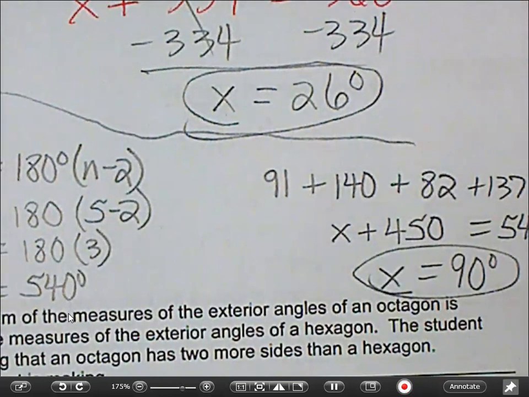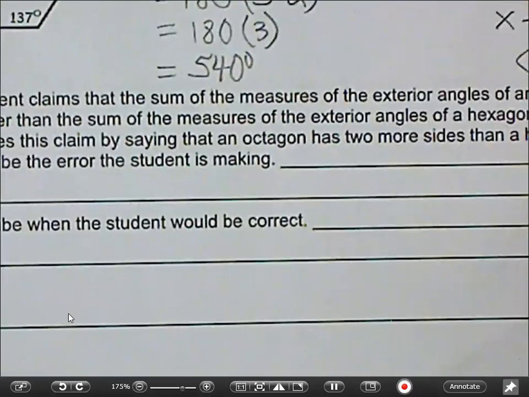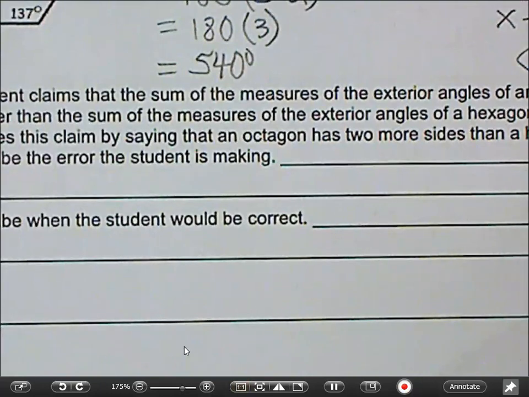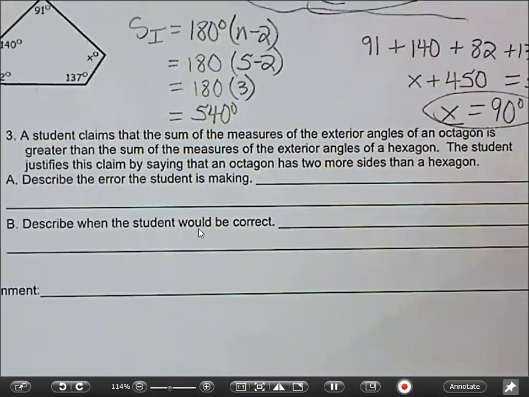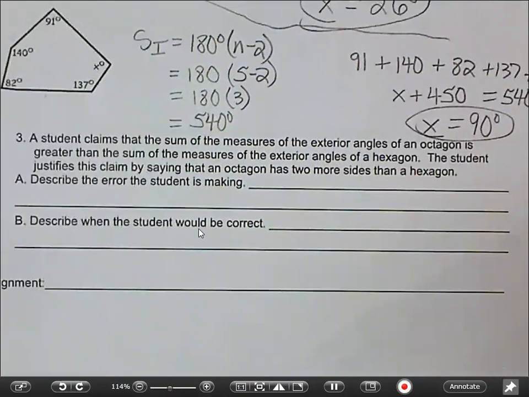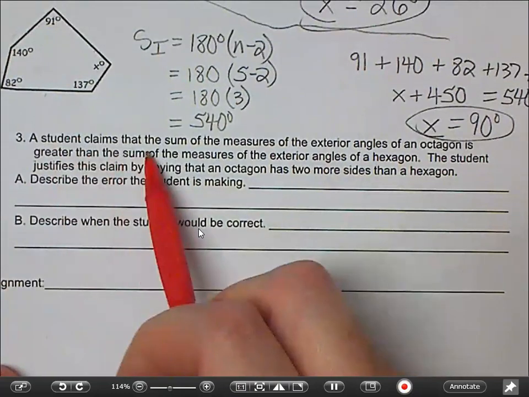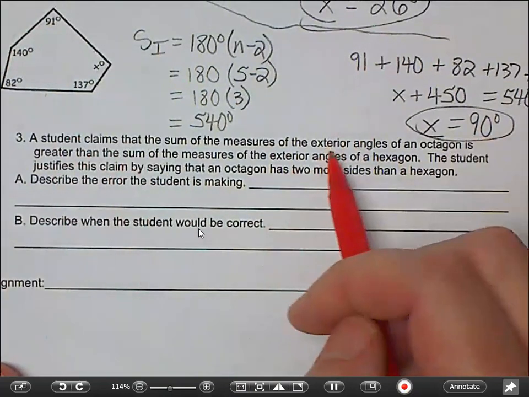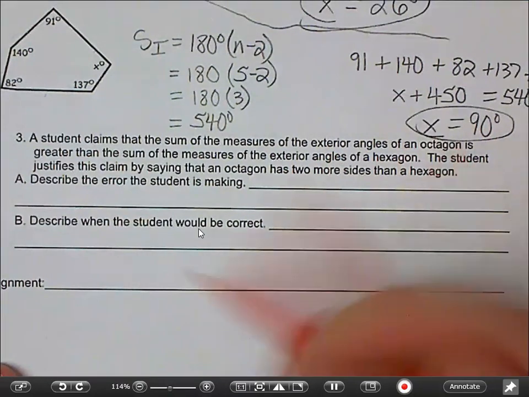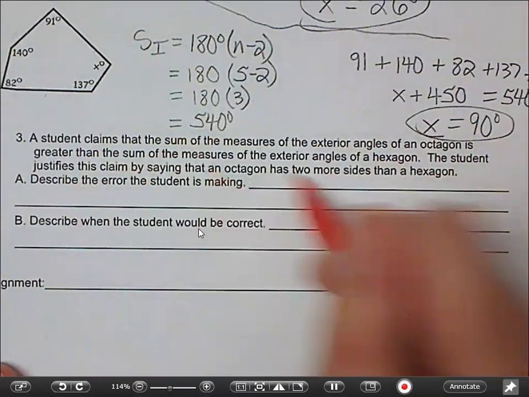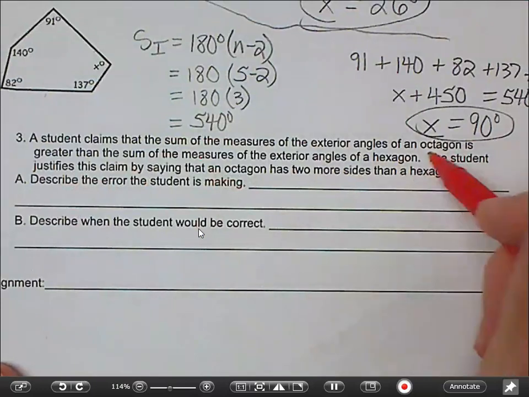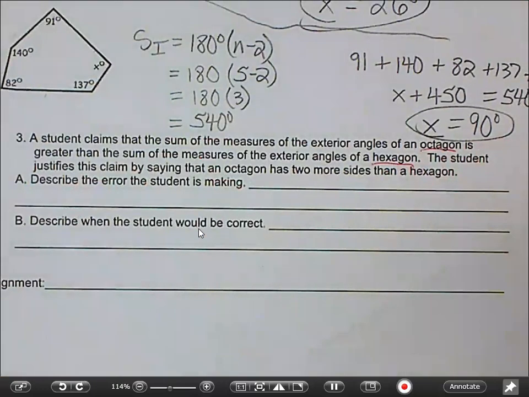Okay, now to bring it to a close, we got sort of a general scenario, but we like to go a little bit deeper sometimes. We could do number crunching all day. We don't want to lose track of the bigger ideas. Okay, little written portion. We got a student that claims the sum of the measures of the exterior angles of an octagon is greater than the sum of the measures of the exterior angles of a hexagon. Oh boy, that is a lot to digest.